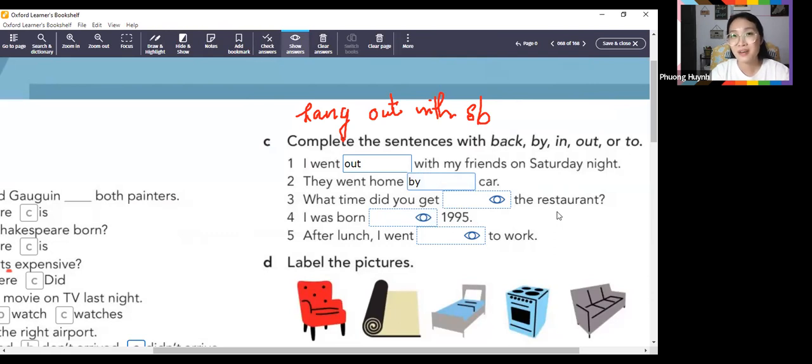Rồi, number 3, what time did you get to the restaurant? Đi đến một địa điểm nào đó. So we have get, từ điểm A đến điểm B các bạn, go to hoặc là get to ha. Rồi, đúng rồi. Câu 4, I was born 1995. Có năm thì mình dùng giới từ nào? Các giới từ in, on, at dùng cho thời gian. Vậy là mình nói I was born in 1995. And yes, thank you. And after lunch, I went.